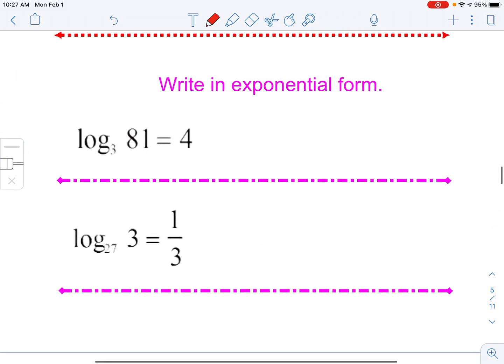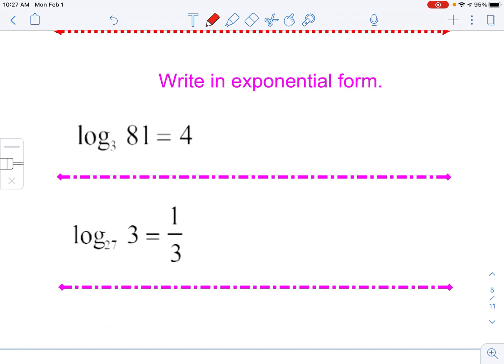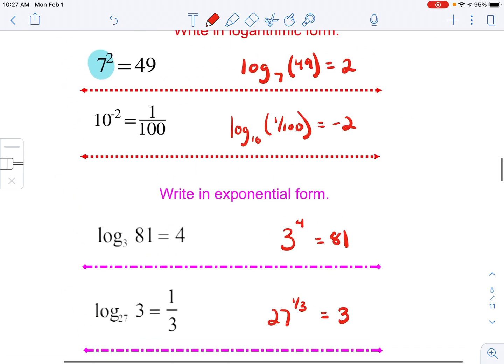Okay, now we can work in reverse and write things in exponential form. If we're given log base 3 of 81 is equal to 4, we can convert this to 3 to the 4th power is equal to 81. Same thing for the next one, right? Log base 27 of 3 is 1/3, so 27 raised to the 1/3 power is going to be equal to 3. Now, any of these four examples you can check. I didn't tell you how to plug in log into your calculators, but I will. Definitely the powers we can check in our calculators.